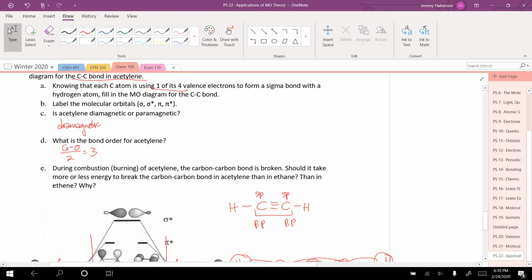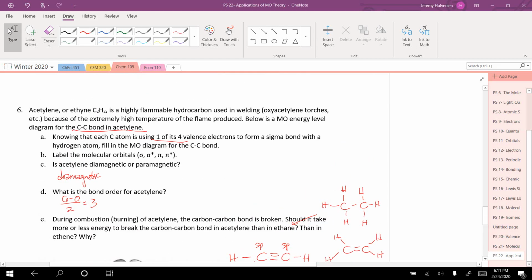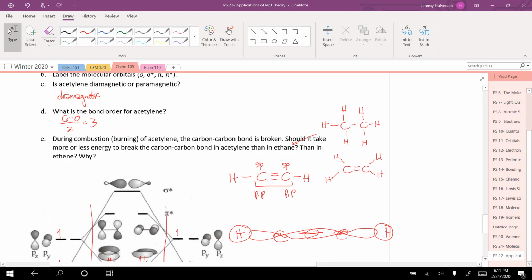Right, during combustion of acetylene, the carbon-carbon bond is broken. Should it take more or less energy to break the carbon-carbon bond in acetylene than in ethane? All right, then we need to know what ethane is. Ethane is just 2 carbons with a single bond. Okay, and what about ethene? Ethene is 2 carbons with a double bond. And then acetylene, also known as ethyne, is 2 carbons with a triple bond.